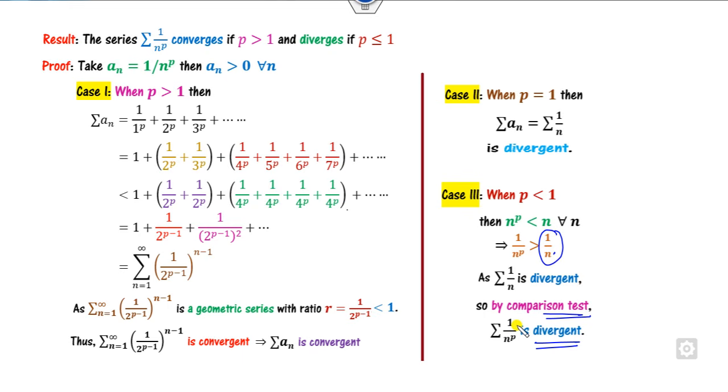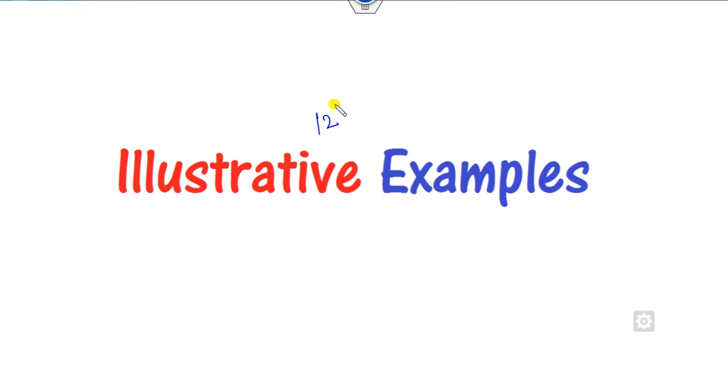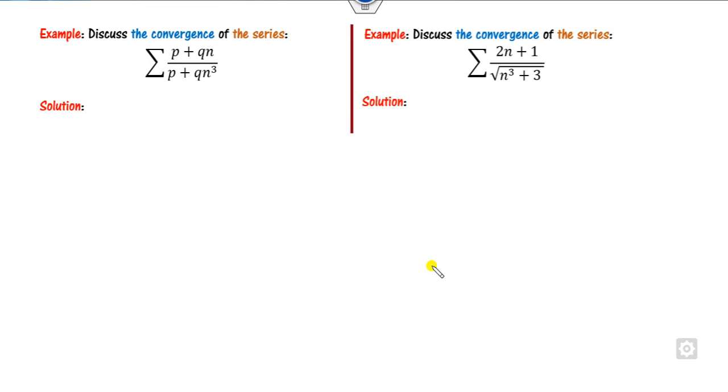Now what is the applicability of this p test and the limit comparison test? So what you conclude is that any series of the form 1 by n raised to power p is convergent only if p is greater than 1, and divergent otherwise. So let's discuss 12 different kinds of examples so that you are able to understand more clearly. So let's start with the first one.